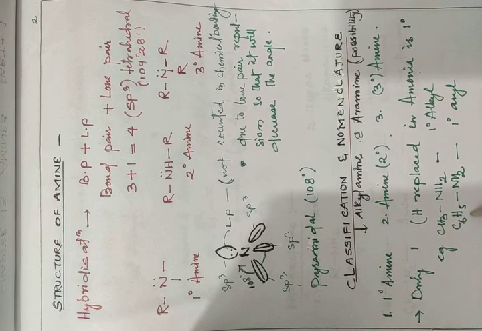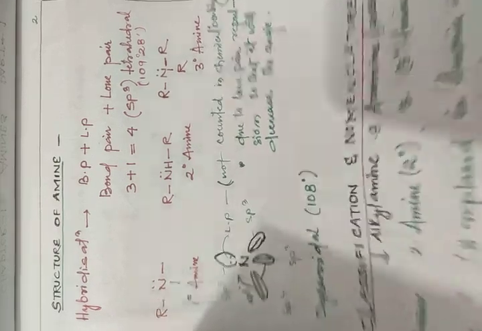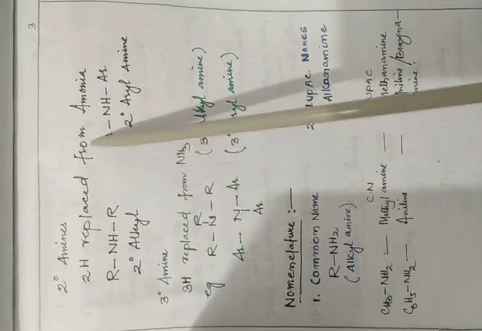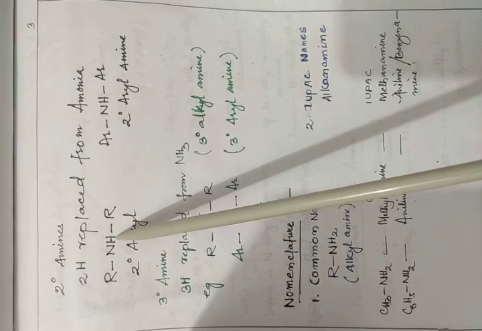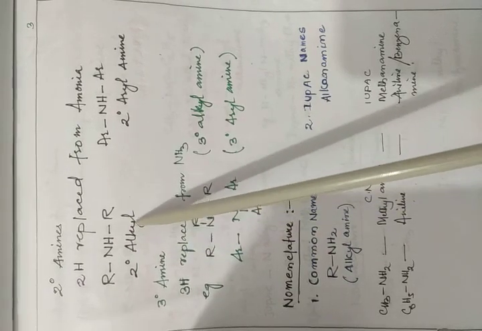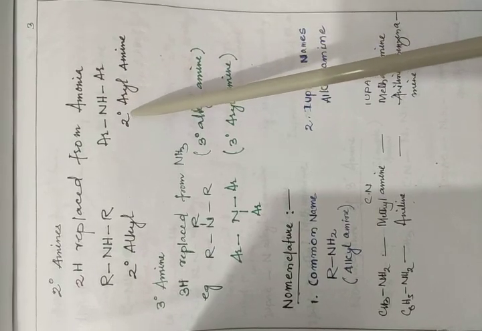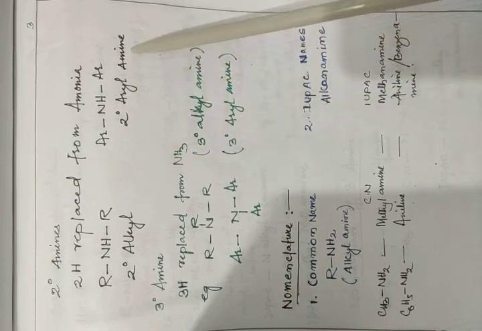And then if we are taking phenyl, then NH2, then 1 degree aryl. So this is the classification. Now here 2 degree: if 2 degree, then 2 hydrogens are replaced from the ammonia. Here R, only 1 hydrogen is there, so this is 2 degree alkyl. And then here Ar 2 times is there, so we say 2 degree aryl amine.